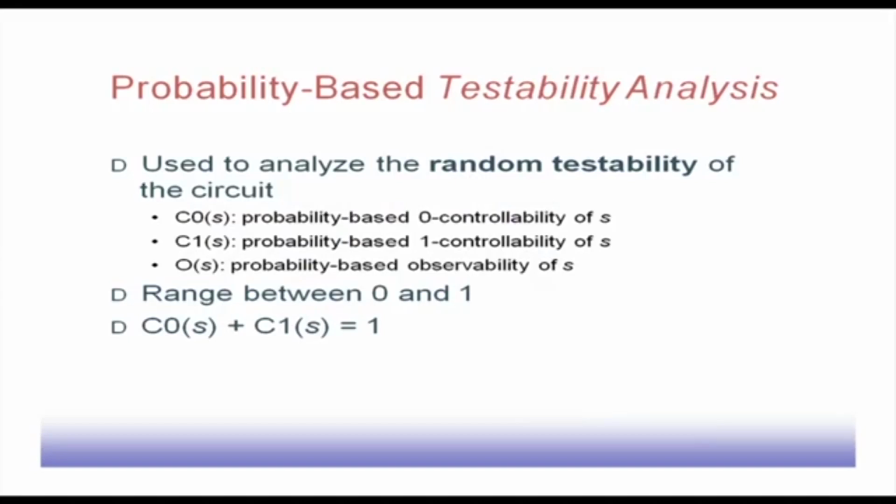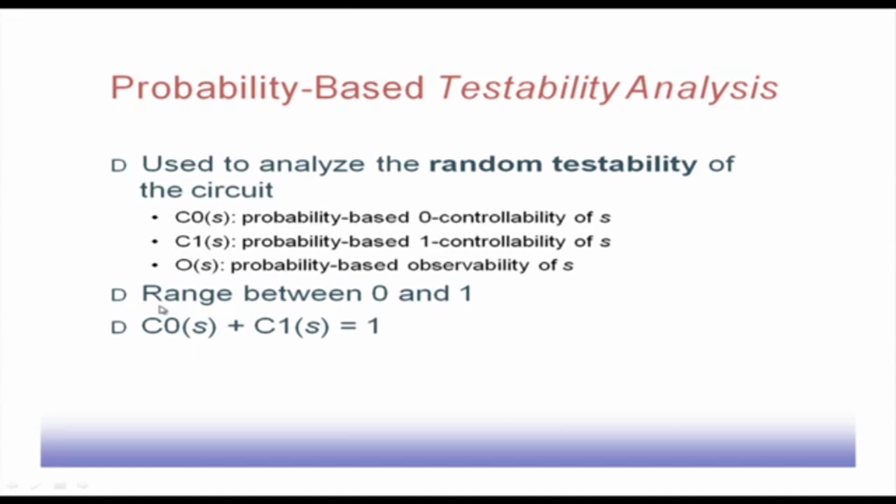In a probability based analysis, we analyze the random testability of the circuit. So, this is C0(S), the probability based zero controllability of S. What is the probability that I can put a 0 value at S? Similarly, C1(S) is the 1 controllability of S. What is the probability that I can put a 1 value at S? And O(S) is the observability probability of S. What is the probability that I will be able to observe this value?